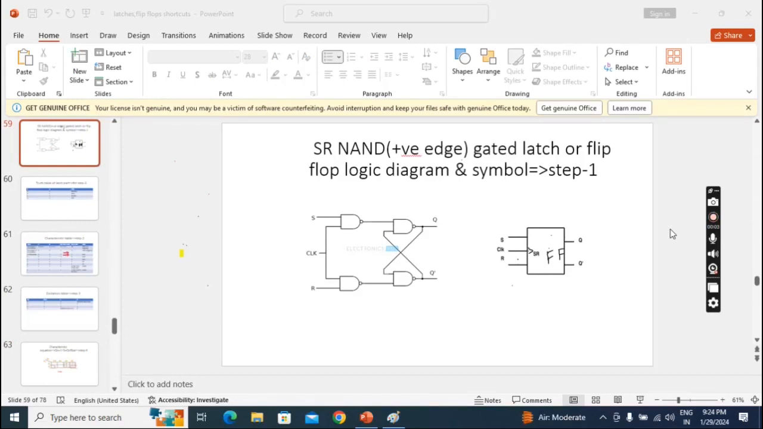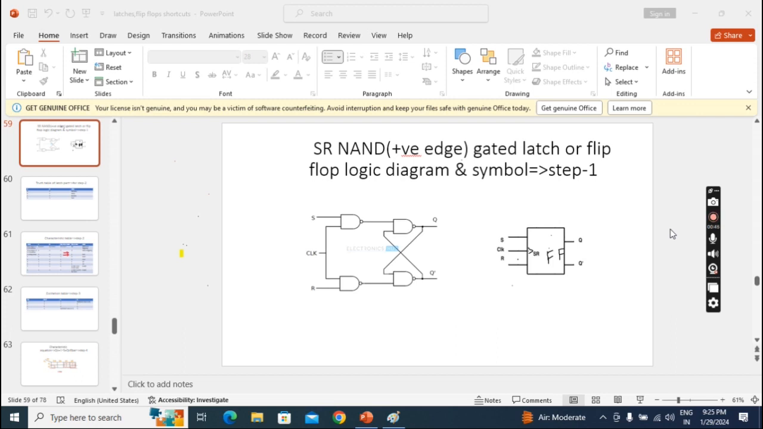In this lecture we'll discuss the SR flip-flop. We'll discuss with the NAND latch part and the NOR latch part also. With the NAND latch part, again we'll discuss with the positive edge and negative edge, and with the NOR latch part also with positive edge and negative edge. So flip-flop means an edge triggered or edge sensitive device. We can call this circuit an edge triggered gated latch. An edge triggered gated latch is nothing but a flip-flop, but a level triggered gated latch is not a flip-flop.